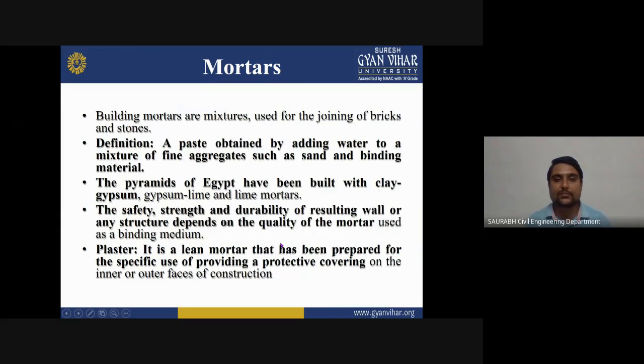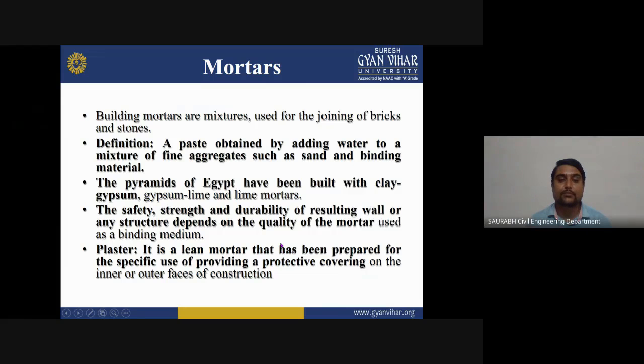Now, first we will see the definition of mortar. Building mortars are the mixture used for the joining of bricks and stone. The proper definition is: a paste obtained by adding water to the mixture of fine aggregates such as sand and binding material. The pyramids of Egypt were built using gypsum and lime cement mortar. So you can understand that the use of mortar and cement and lime has been there from very old days.